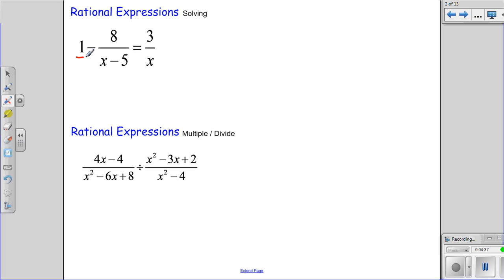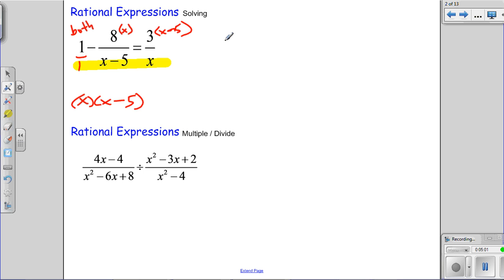So here I'm going to find a common denominator, which is going to be x and then x minus 5. Those are the two factors that I need. So notice this one, I'm going to need both. This one, I'm going to need the x. And this one here, I'm going to need the x minus 5. And when we do that, the common denominators are all the same, so we can basically ignore the bottoms.